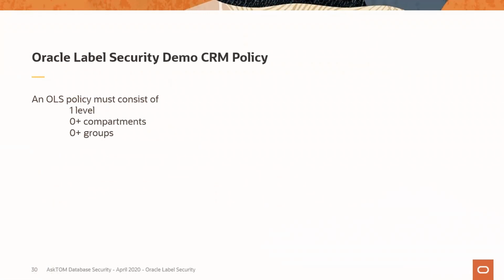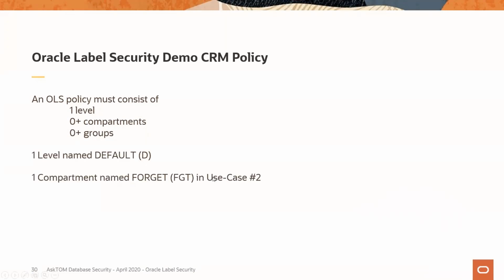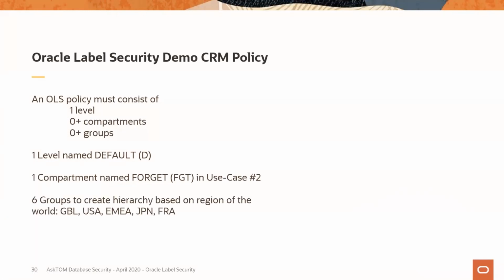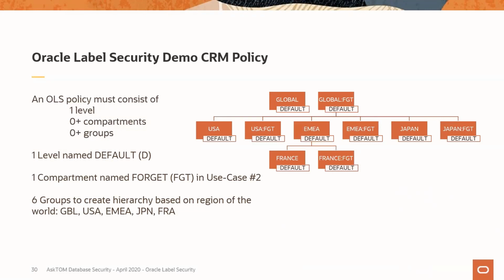again, a policy must have one level, 0 or more compartments, 0 or more groups. We have one level named default. We now have one compartment we're going to call forget, or FGT for short. And we have 6 groups to create the hierarchy based on the regions. So we've got England in there as well. So this is kind of what it looks like here. If we were looking at it visually, we basically have a copy of each.